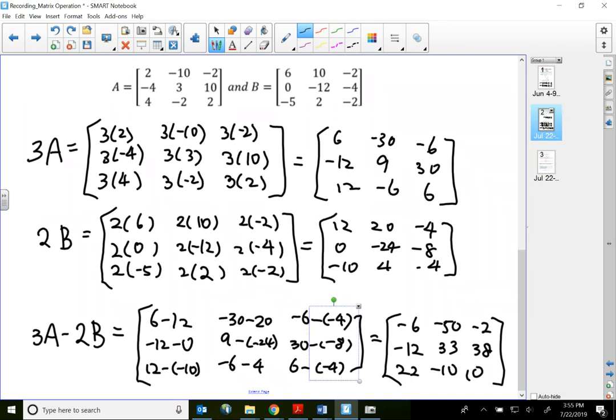So go ahead and figure out what 3 times A and 2 times B are, and then you can subtract them, because you never know. I can ask different questions. I can say, well, what's 2B minus 3A? If you have the scalar multiples already written out, it's easier to then add or subtract.